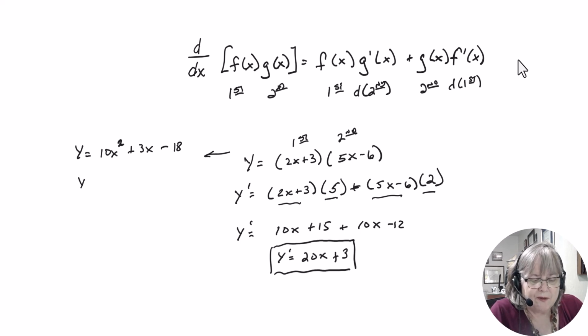And if you took the derivative of this, this would be the power rule. So you bring the power down, leave the x alone, take 1 off the power, and the derivative of 3x is 3. So this is 20x plus 3, and you can see you get the same answer.